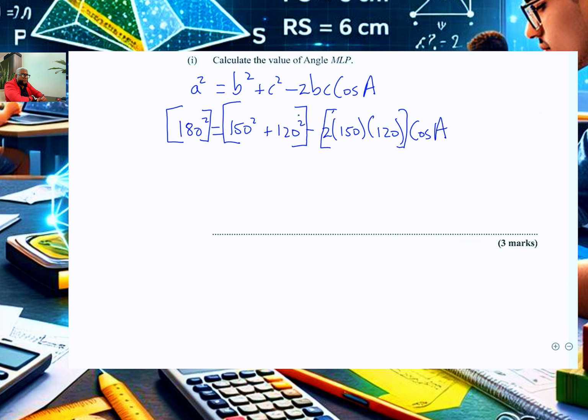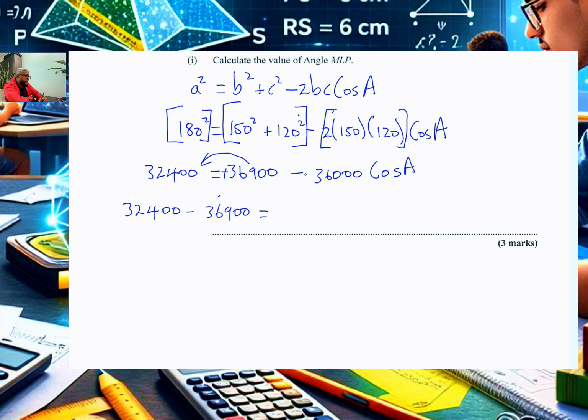So let me go. 180 squared is what? 32,400. Minus 36,000 cos of E, right? So compose yourself. What I'm going to do, we could carry this here. This is positive, this is plus. So when it goes there, what does it become? So 32,400 minus 36,900 is equal to, still negative here, negative 36,000 cos of capital E, right? We got this here: negative 4,500.